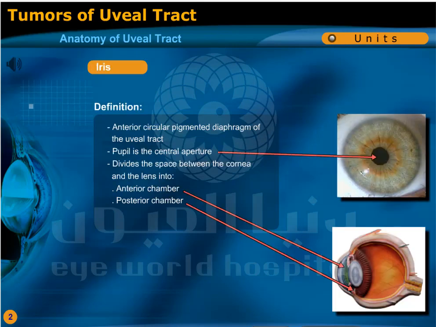Iris. This is the anterior circular pigmented diaphragm of the uveal tract. The pupil is the central aperture. It divides the space between the cornea and the lens into anterior chamber and posterior chamber.